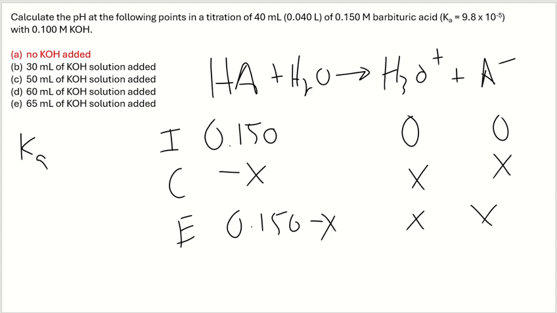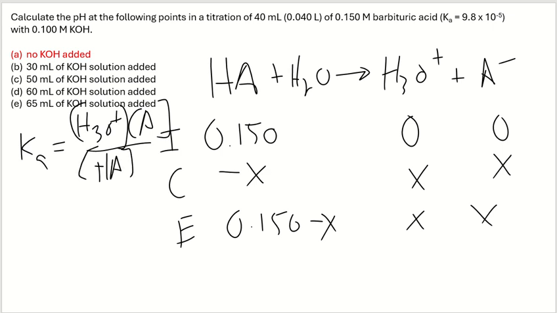Remember the equilibrium constant Ka is equal to the H plus or H3O plus concentration times the A minus concentration all over the HA concentration. So we know Ka, it is provided, and H3O plus and A minus are both X, and HA is 0.150 minus X. What we can typically do is assume that this X value, when we add or subtract it, is so small, it really doesn't affect our overall value. So we can omit it and just plug in 0.150 for the HA concentration at equilibrium.